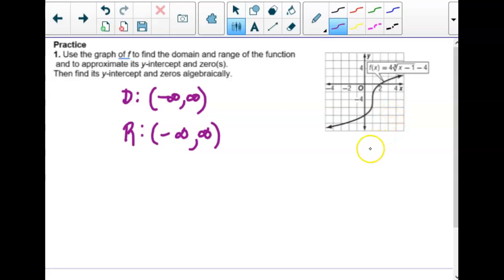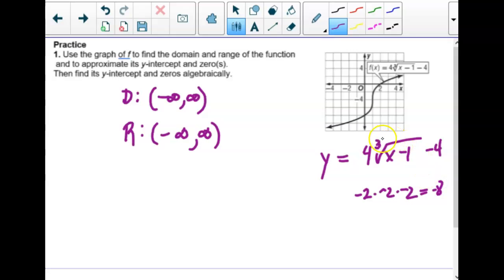This is a cube root. It says 4 times the cube root of x minus 1, minus 4. Did you know that you can cube root a negative number? If I put in negative 7 here, negative 7 minus 1 is negative 8. What would the cube root of negative 8 be? Negative 2 times negative 2 times negative 2 would be negative 8, right? So because it's an odd power, you can actually put a negative number in there. All right. Y-intercept, where does it appear to be crossing the y-axis, guys?